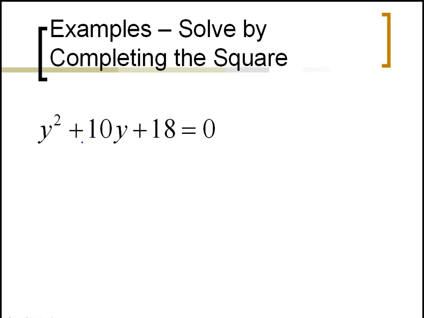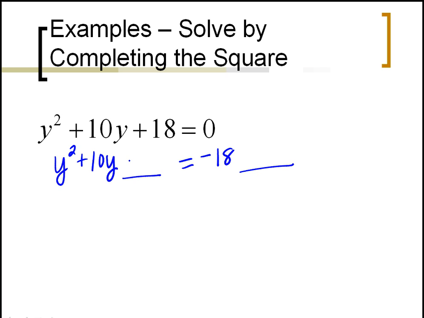Another example, y squared plus 10y plus 18 equals 0. So again, we have to start by getting our variable terms together and the other term on the other side. So we would subtract 18 from both sides. Now we're going to complete the square. The most common mistake I see here is students forgetting to add it to both sides. So remember the rule: what you do to one side, you have to do to the other.